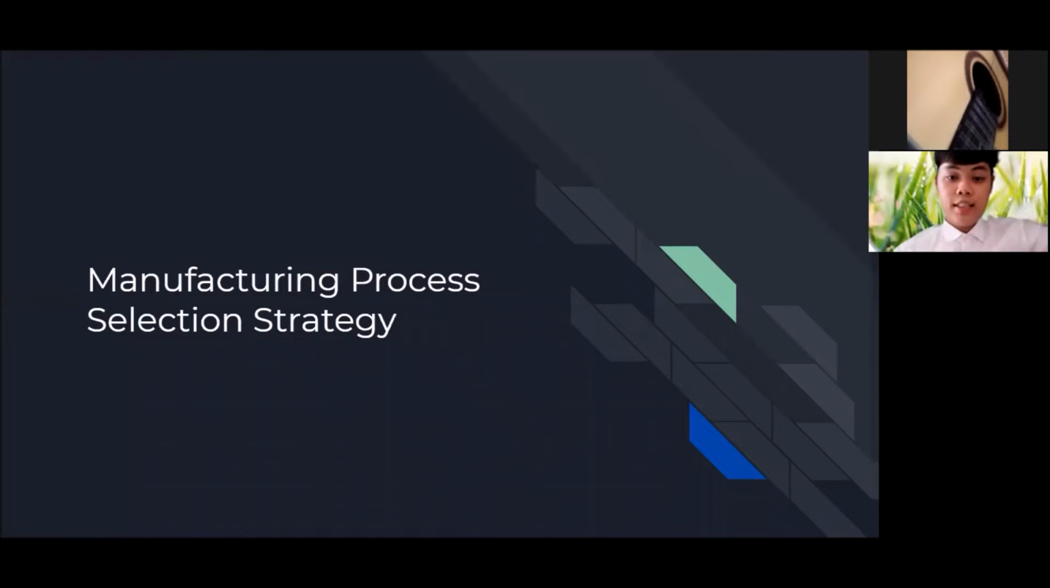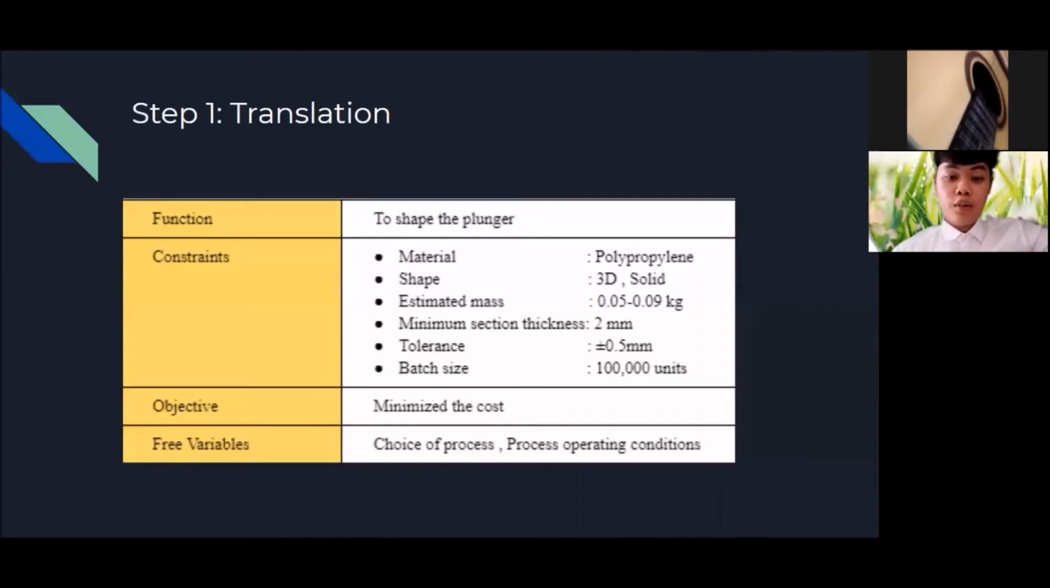Thank you, we can see. Now it's turn to material process selection strategy. First of all, we need to classify the process, which needs the translation of product requirements.